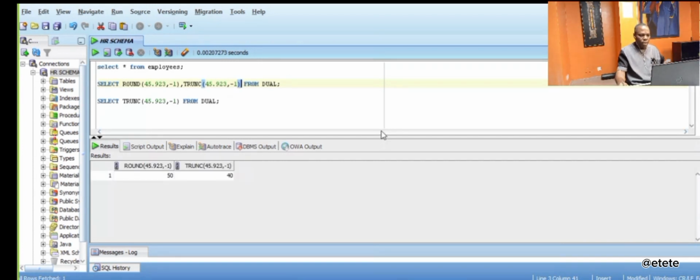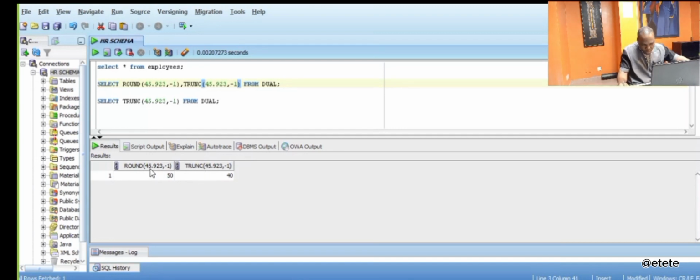Now look at what the round function did. Round function rounded this to 50. Trunk function trunked this to 40. How come? This one is -1 tells us that we are rounding the left-hand side of the decimal. Trunk -1 also tells us that we are trunking the left-hand side of the decimal, right? So we are rounding 45 and we are trunking 45. That is what it means.